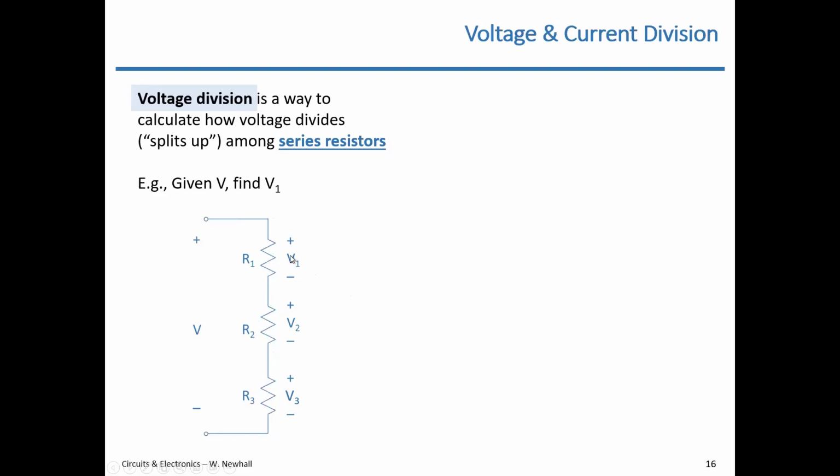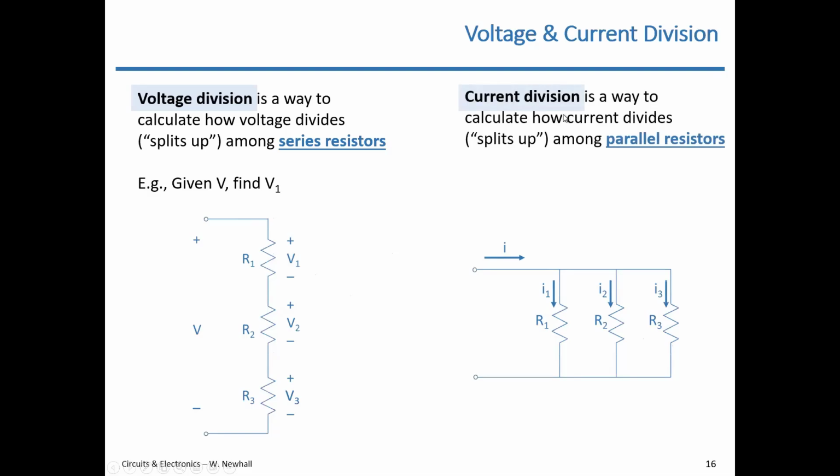Current division applies to current for parallel resistors. It's a way to calculate how current divides, or splits up, among parallel resistors. So I have some I coming into these parallel resistors, and that current is going to split up between R1, R2, R3. This is a way to figure out, given I, what is I1, knowing the resistor values.